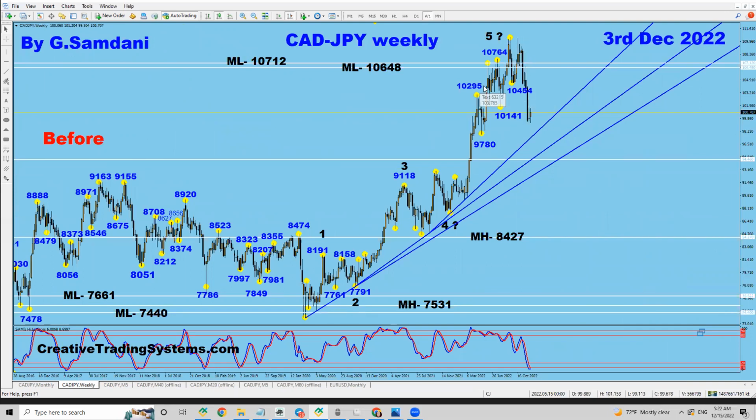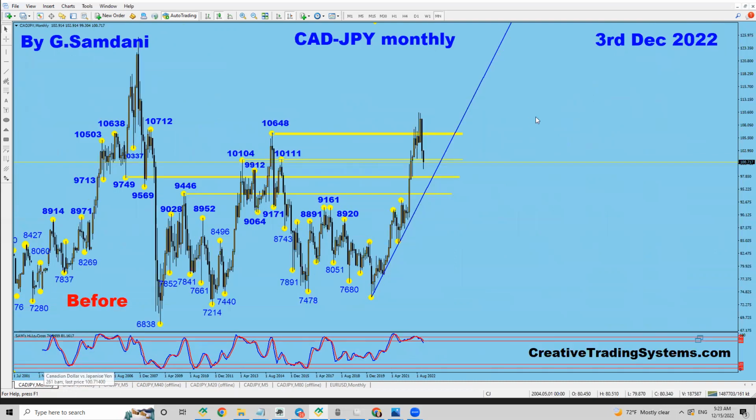See, this is also an ending diagonal example here. This could be like the whole thing is wave 1, 2, 3, and then wave 4. And this wave 5 extended because of this diagonal, and then boom, it dropped. So now it's going to retrace from here, right? The weekly chart. This is how the monthly chart is. Using CAD yen.